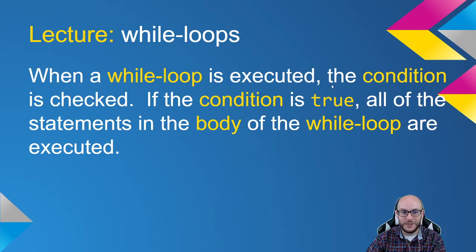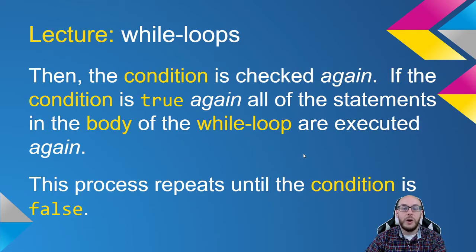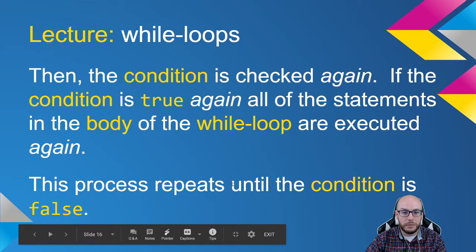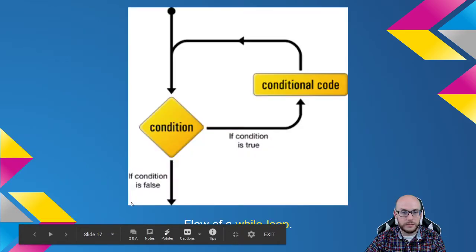When a while loop is executed, we're going to check the condition. If it's true, we enter the body and execute all the statements. What is different is that once that body is done, it's executed, it's finished, we come back up and check the condition again. If the condition is true all over again, we'll enter the body and execute everything that's inside all over again. We're going to keep executing the body of the while loop as long as the condition is true. That is, we will stop once it is false.